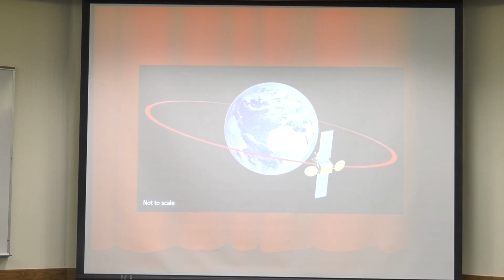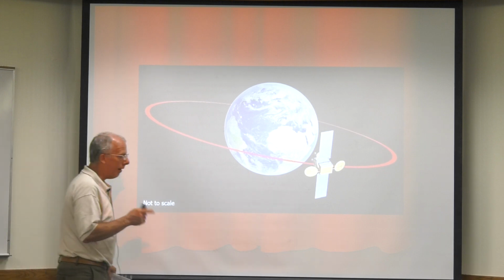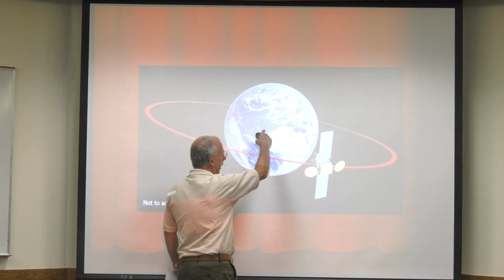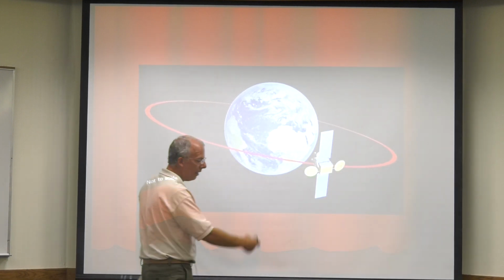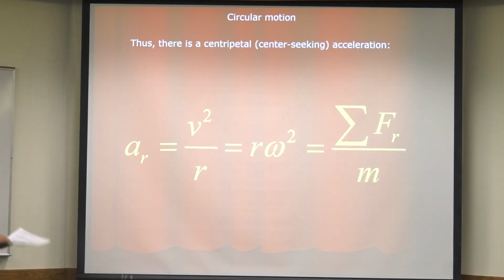Okay, another example, one more. So here you have a satellite orbiting Earth. Now, what's the force or the forces that cause the satellite to orbit the Earth? Well, gravity, no kidding. So what's the direction of the gravitational force that the Earth exerts on the satellite? Towards the center of the Earth. So that's how we're going to do a lot of these problems.